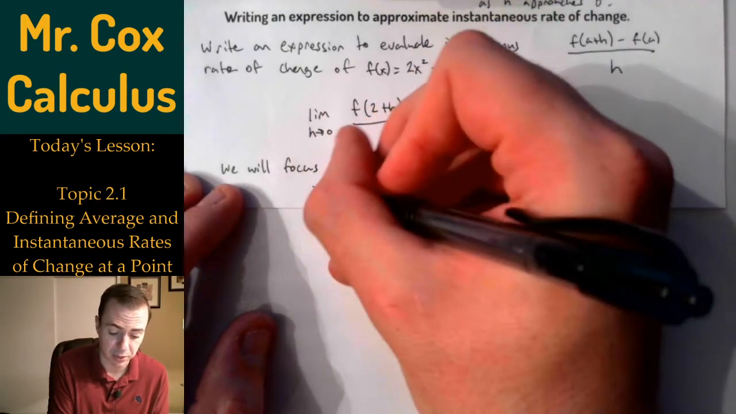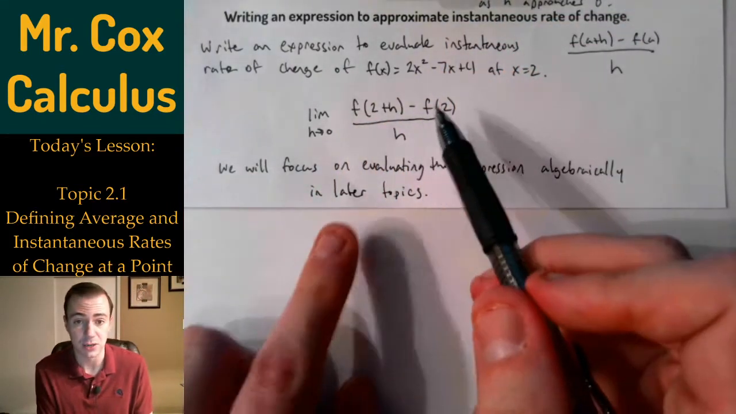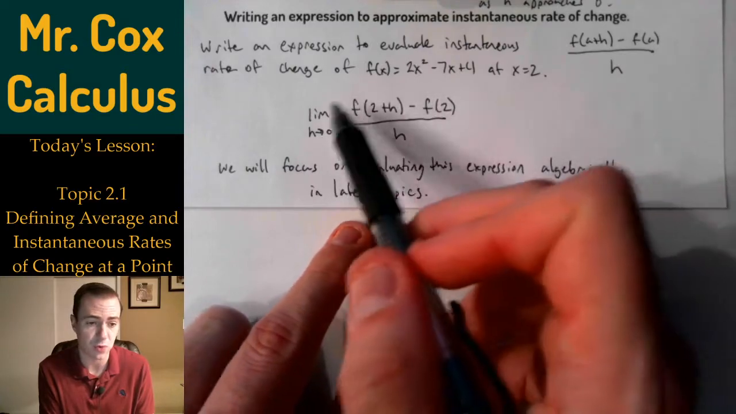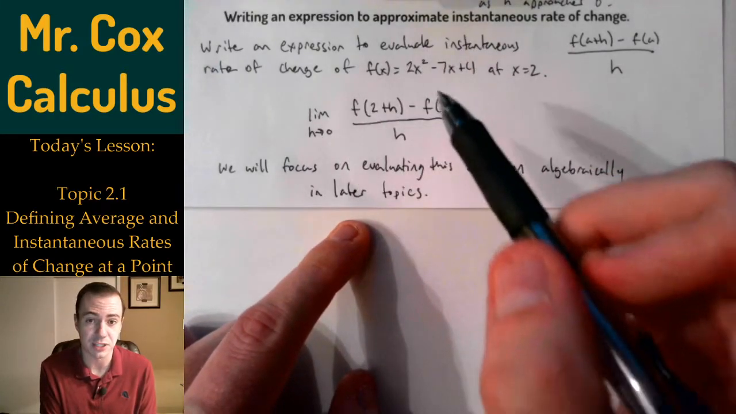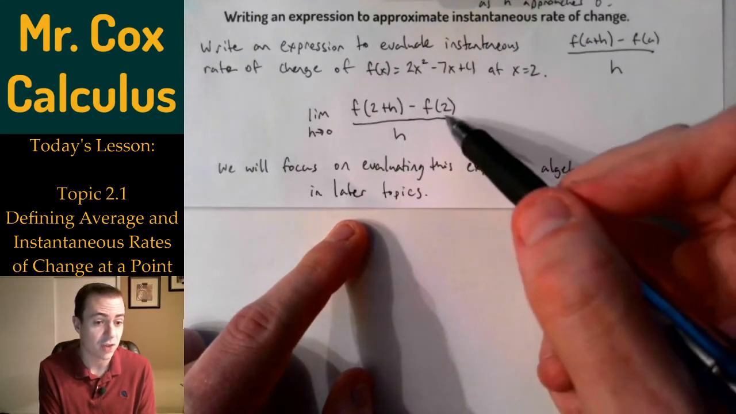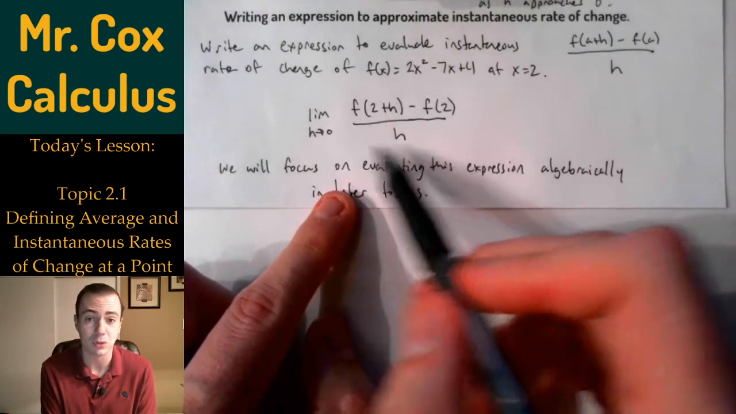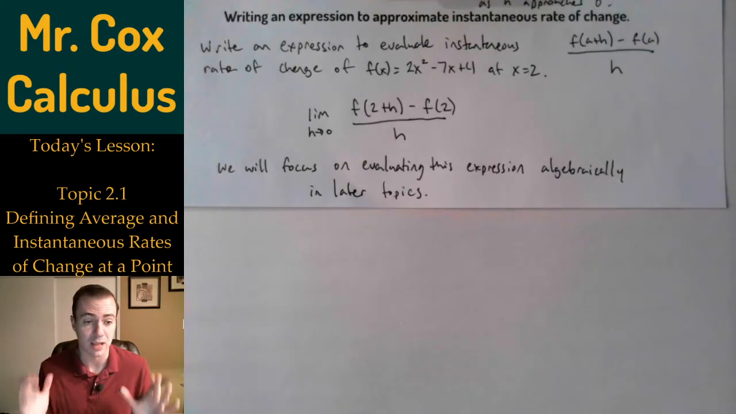in some later topics. But for right now, the key to this lesson is understanding that this expression right here is going to allow us to actually evaluate and find the instantaneous rate of change of a function at a given point. Rather than building a long, tedious table that only approximated it, we're going to build a simple limit statement that's going to be able to allow us to evaluate this instantaneous rate of change directly.